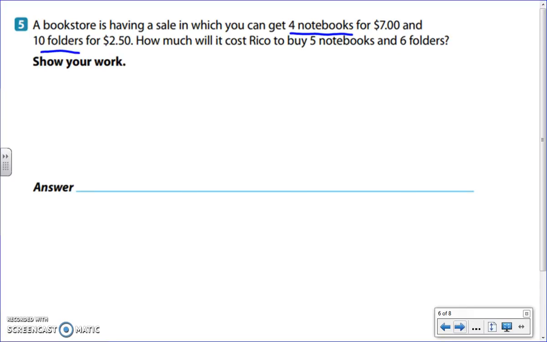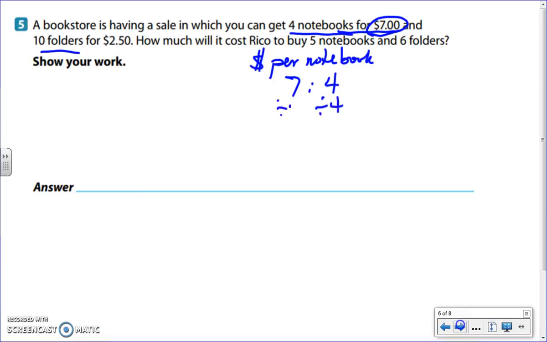Right now we have the price for 4 notebooks. So 4 notebooks cost $7. I need to know the price per notebook. I'm going to write that down. The price per notebook. So when I make my comparison, I'm going to go from left to right. I'm going to do price first, $7 to notebook 4. So what I'm going to do is this. I need to know the unit price, so this 4 needs to be a 1. I'm going to divide both sides by 4.